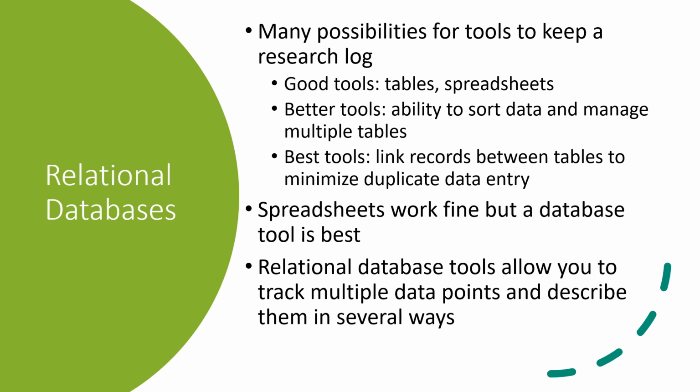What is a relational database? Airtable is an example of a relational database. You don't have to use a relational database for your genealogy research log. There's many possibilities that you could use. Good tools include tables and spreadsheets. Better tools include those with the ability to sort data and manage multiple tables. And the best tools are ones that can link records between tables to minimize duplicate data entry. And that is the amazing thing about Airtable, is that you can link records between tables. Spreadsheets will work fine, but a database tool is better. And relational database tools allow you to track multiple data points and describe them in several ways.